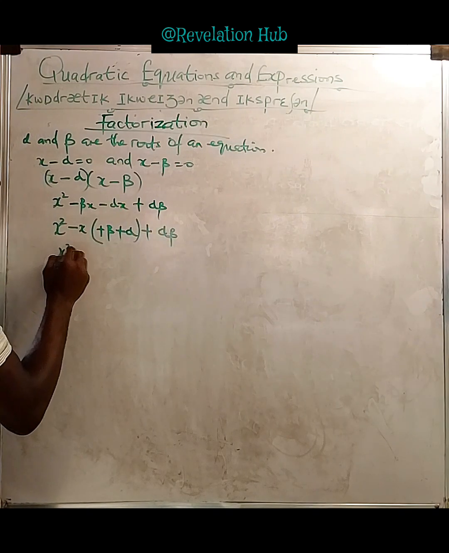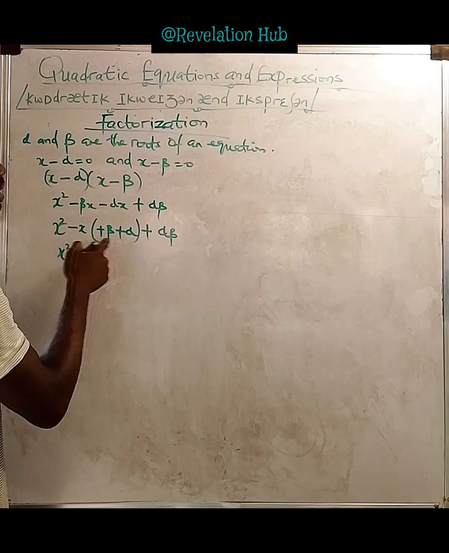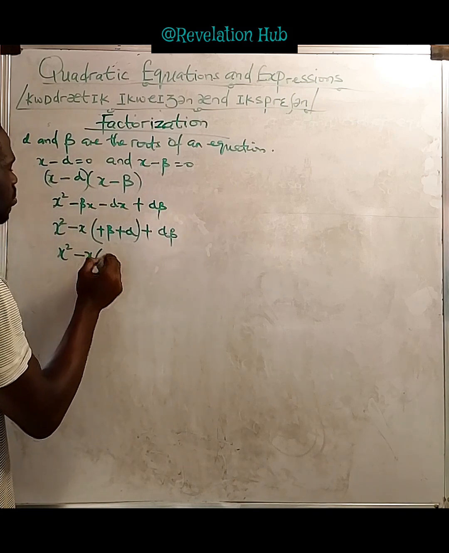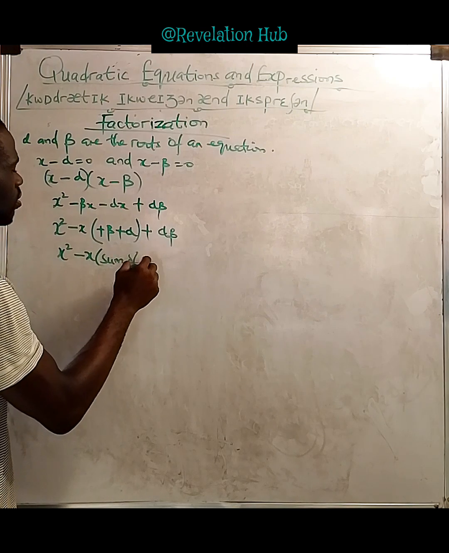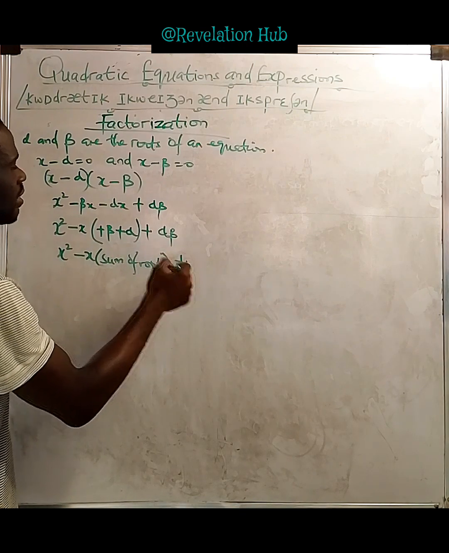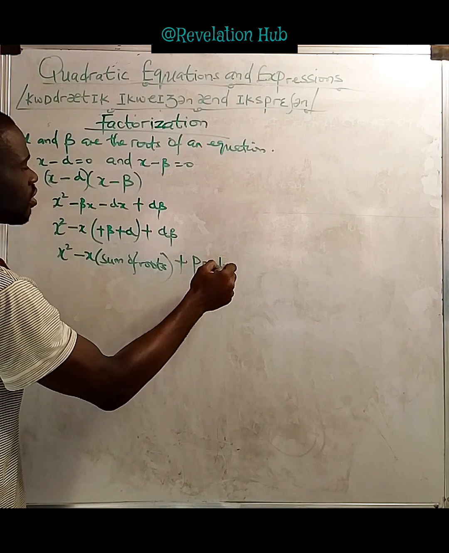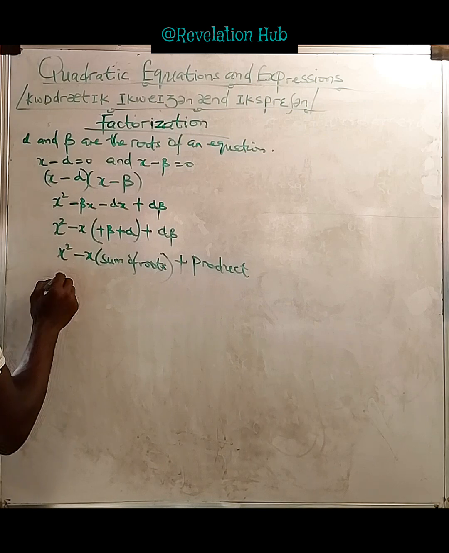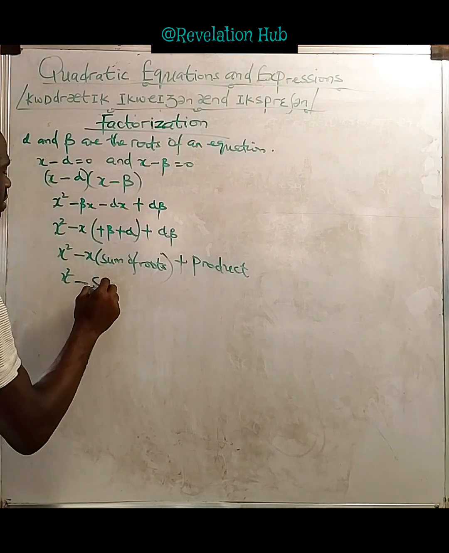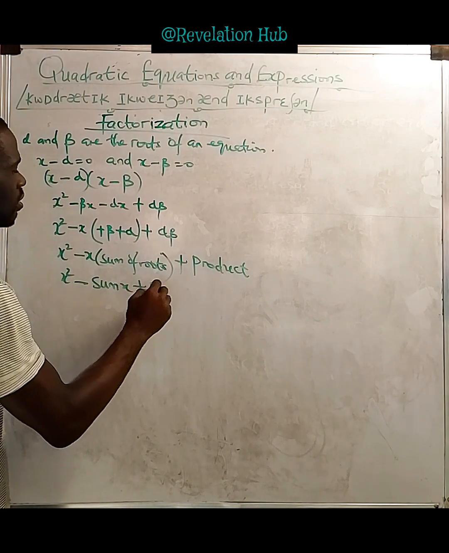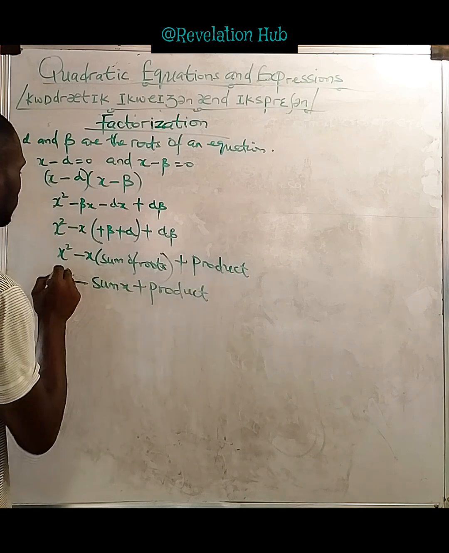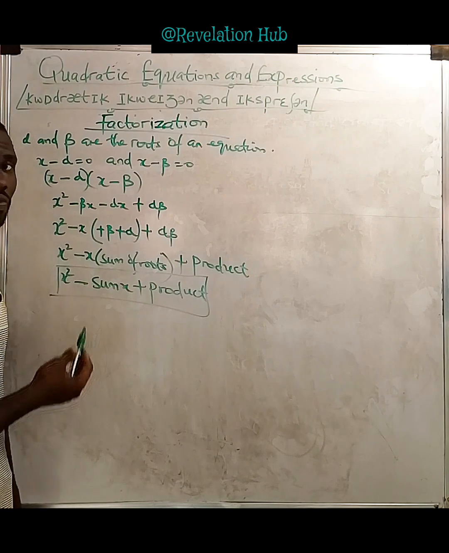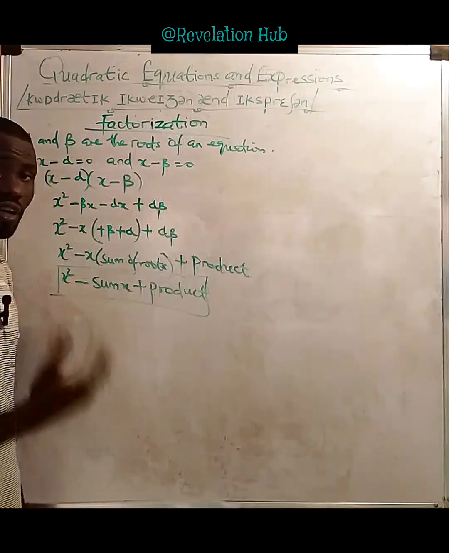Now what do we have next? This is x squared minus x, bracket alpha plus beta, plus alpha beta. Now don't forget that alpha and beta are the roots of the equation. So we call this the summation, sum of roots, and then the product of roots. The sum of roots and the product of roots. So we're going to get a formula: x squared minus (sum of roots) x plus product of the roots. So this is the official formula we're going to be using to solve quadratic equations using the factorization method.